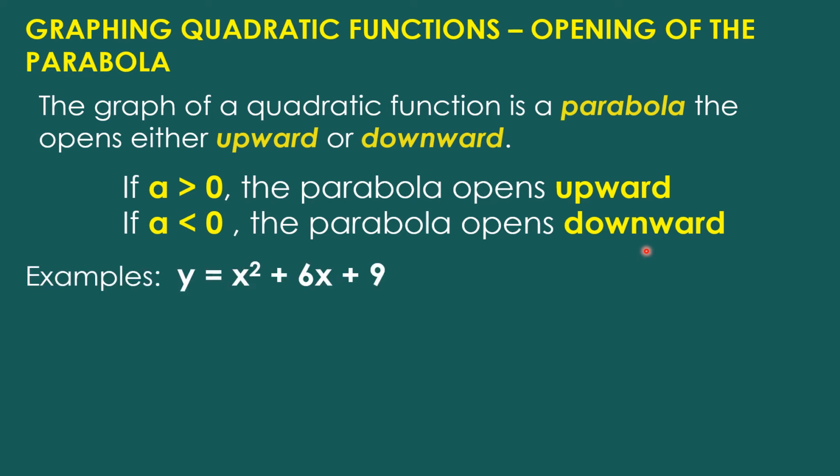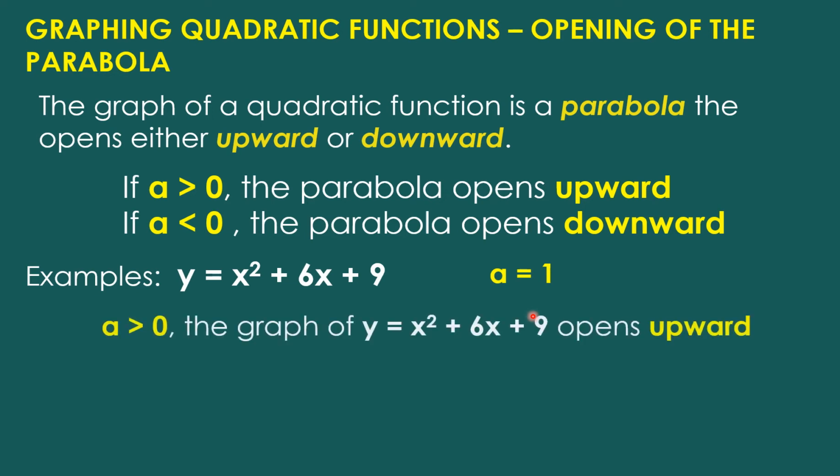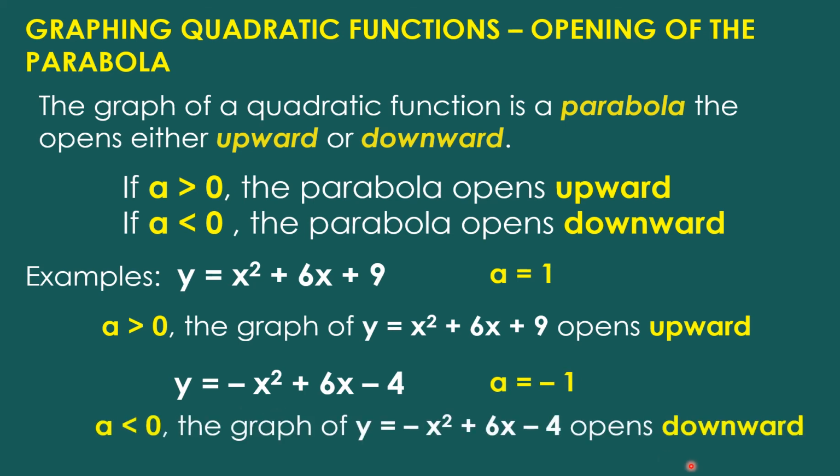Let's have an example. In the quadratic function y equals x squared plus 6x plus 9, the value of a is equal to 1. It is greater than 0, that means that the parabola opens upward. Another example. If y is equal to negative x squared plus 6x minus 4, notice that the value of a is negative 1. Since a is less than 0, then the graph of the quadratic function negative x squared plus 6x minus 4 opens downward.